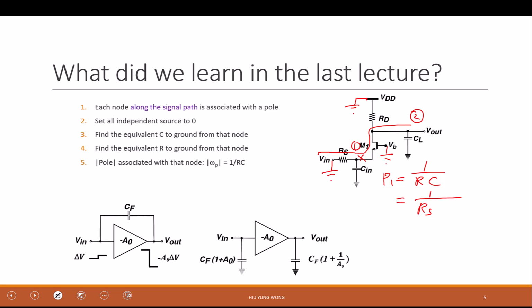What is the equivalent resistance going to the ground? Rs and what? One over what? You're right, one over what? So here I have a path going to the ground, right? I got Rs. How about the other path? One over Gm, right? So it's Rs parallel one over Gm, right? And then what is the capacitance that brings me to the ground?